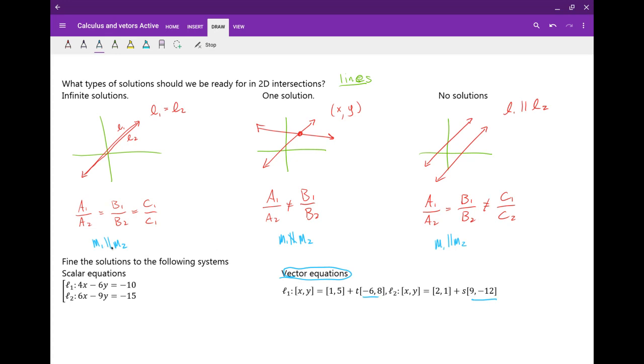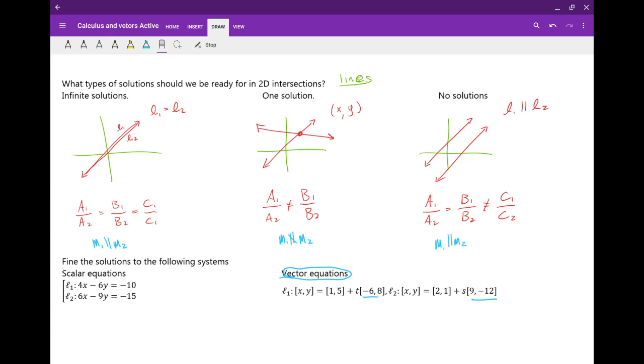But that begs the question, what's the difference between these two, here and here? If you're in vector form, you check your slopes, and they happen to be parallel. You still don't know whether you've got this or this. So at that point, you take a point from one line and plug it in as the solution to the other line. If you get a solution, then you have this. If you don't get a solution, you have this.